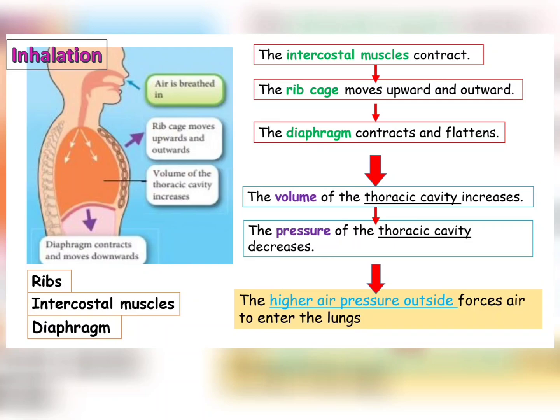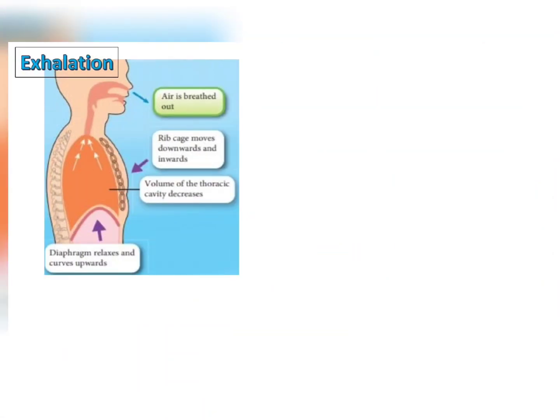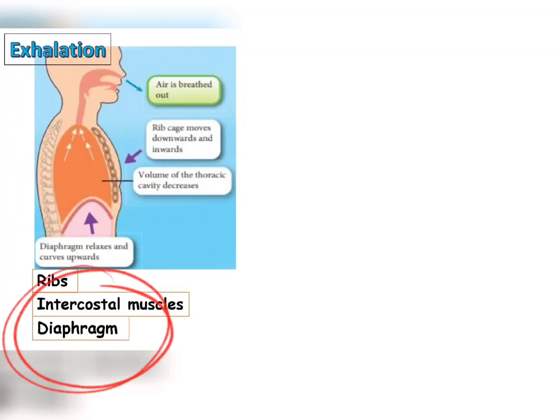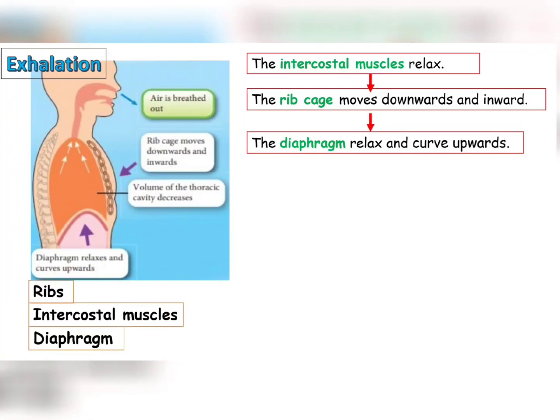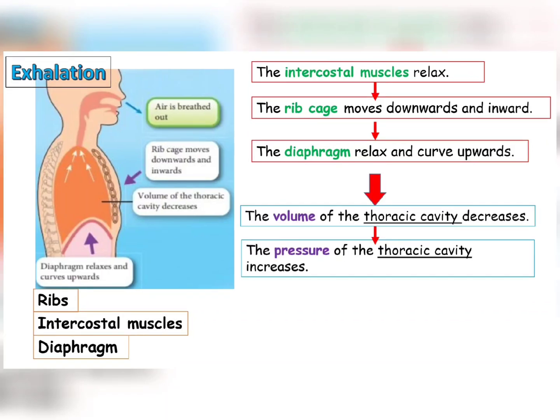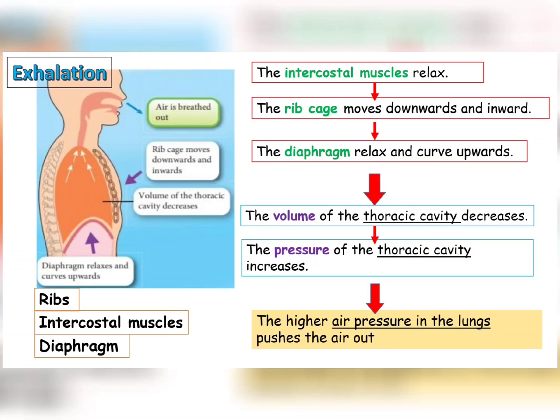So my dear students, we use the same concept for the exhalation process. That means at first we explain the movement of the ribs, intercostal muscle, and diaphragm. Lastly, compare the volume and the pressure of the thoracic cavity. The higher air pressure in the lungs pushes the air out.